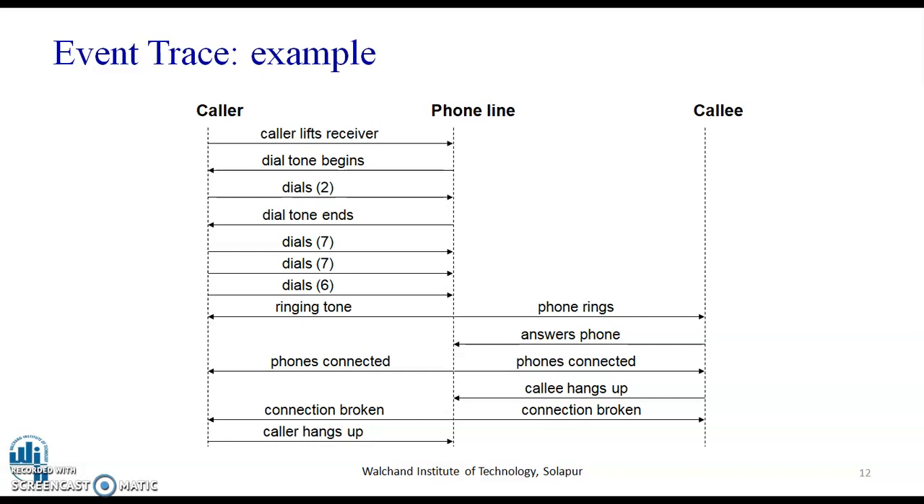I hope the students have now got an understanding of how to write the description for the scenario. From the scenario, the next step is to identify the sender and the receiver objects. Once the sender and the receiver objects are identified in the event trace diagram, those objects need to be represented at the top. The vertical lines represent the timeline, and the horizontal lines with arrow marks represent the messages.